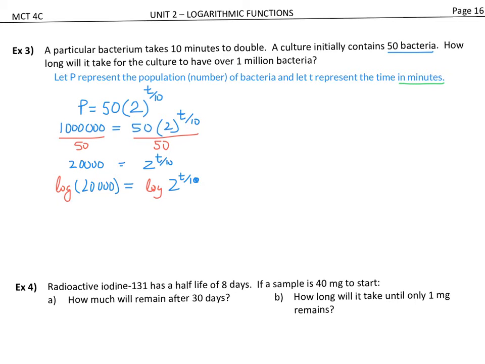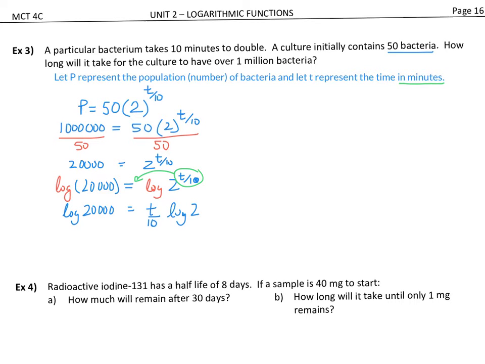All right, now I'm going to use that log rule that says that exponent, t over 10, moves down in front. That's one of our log laws. So we're still going to have the log of 20,000 on the left hand side of the equal sign, and that's going to equal t over 10 times the log of 2.